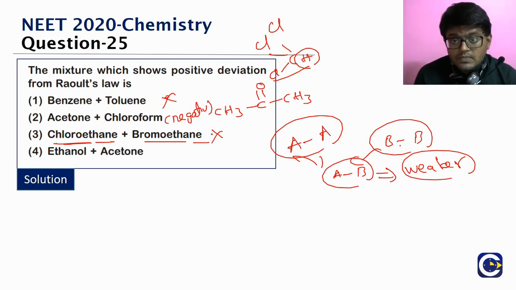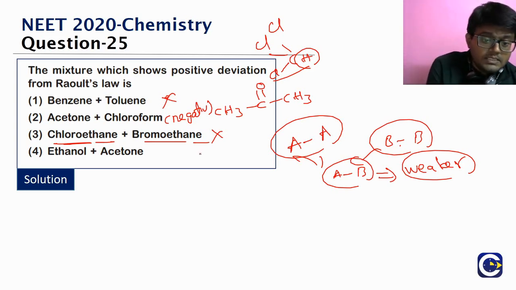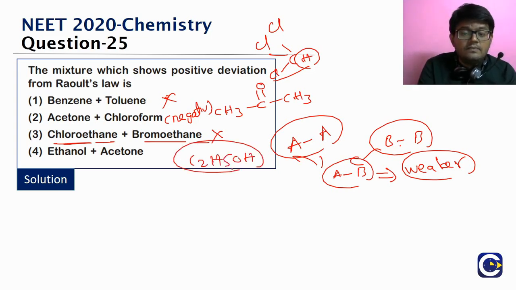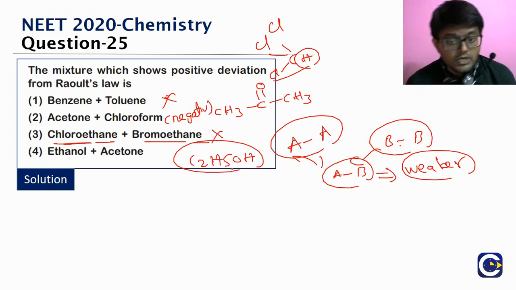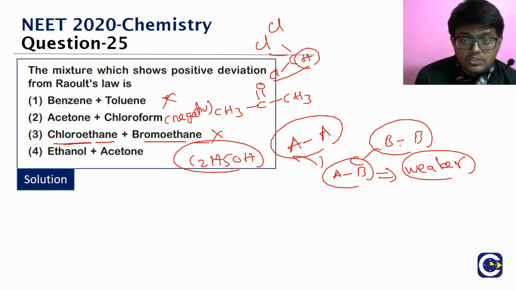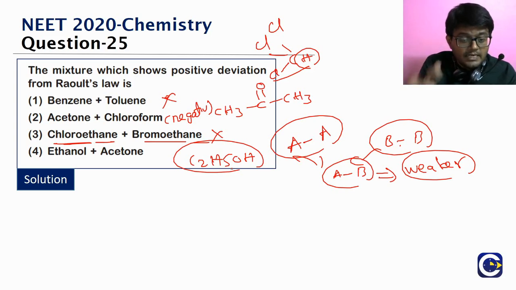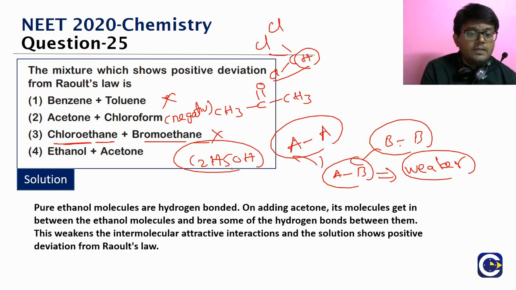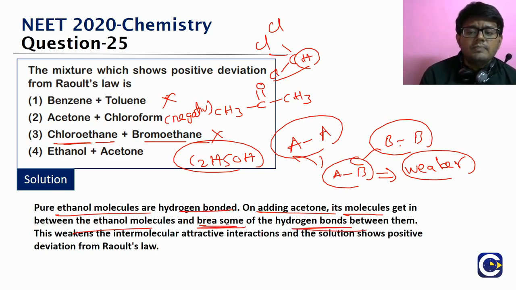Ethanol and acetone. Normally ethanol, C2H5OH, itself will have intermolecular hydrogen bonding. Now when we bring in acetone and add it, what is going to happen? Pure ethanol will be having hydrogen bonding, but when we add acetone, the acetone molecules will be coming between the ethanol molecules. As a result of it, what is going to be observed? Some hydrogen bonds will be getting broken.